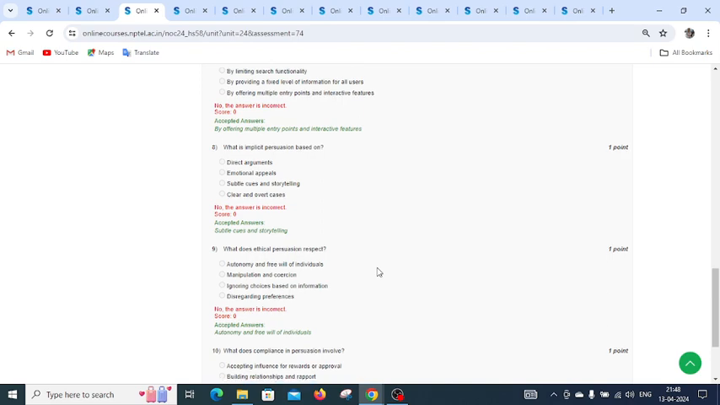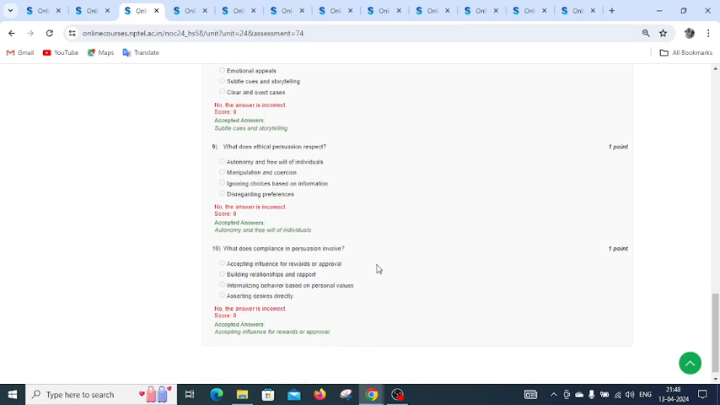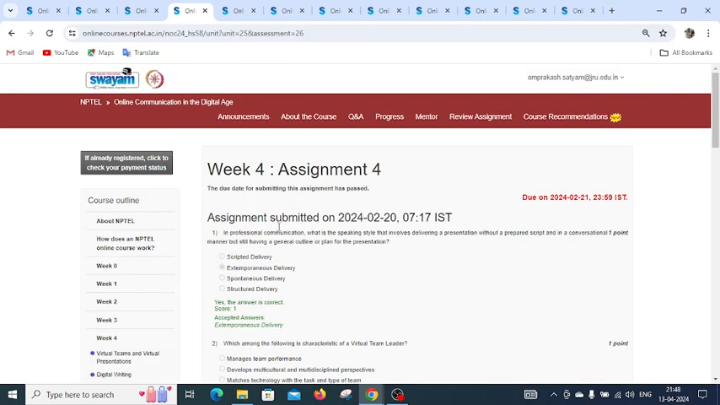Autonomy and free will of individuals. What does compliance in persuasion involve? That is accepting influence for rewards or approval. That is the right answer for question number 10 of assignment 3. Now moving to assignment 4.